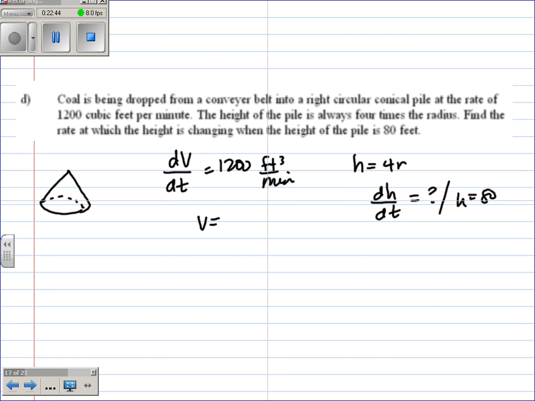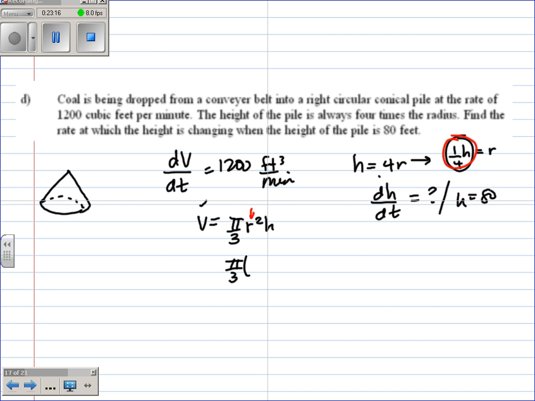So, volume of a cone is pi over 3 times r squared times h. Now we're supposed to see dv dt, check. dr dt, oh no. So that means we need to get rid of dr dt, so we need to get rid of this r. So you use this idea here. If height is 4 times the radius, this means 1/4 the height equals the radius. So you plug 1/4 h in right here. So be careful when you do that.